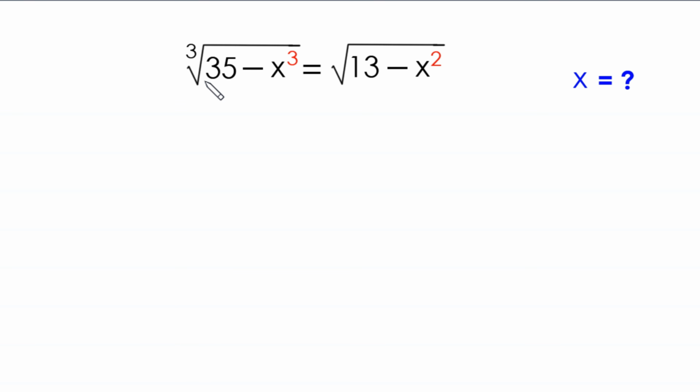The cube root of 35 minus x cubed is equal to the square root of 13 minus x squared. Our job is to find all possible values of x.